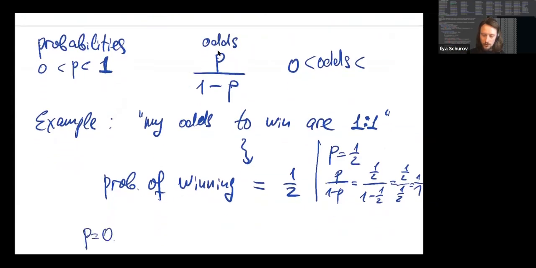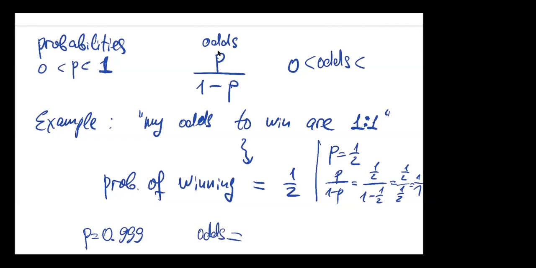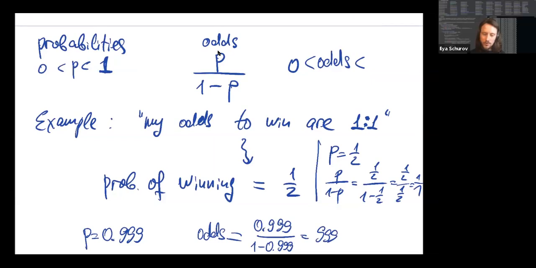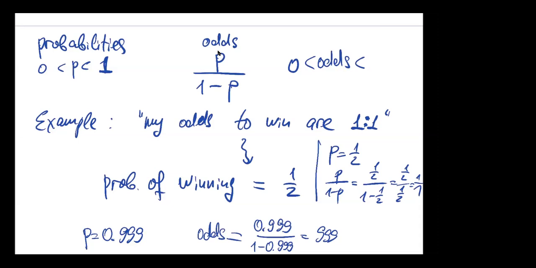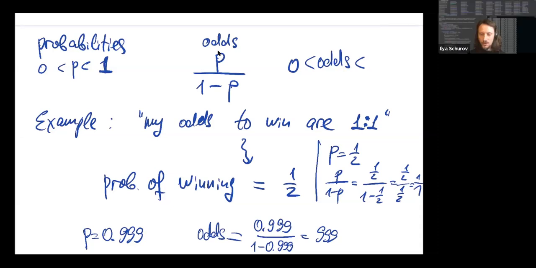For example, if probability equals 0.999, what can you say about odds? They are 999, because 1 minus 0.999 would be 0.001. And so if probability approaches 1, where do odds tend? How does it change? If I put some more nines here, what changes? So if probability is close to 1, the odds are more than 1. Could you say that?